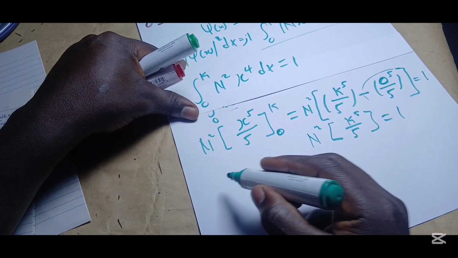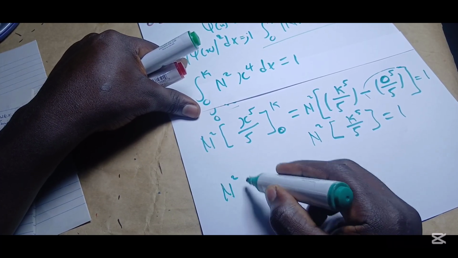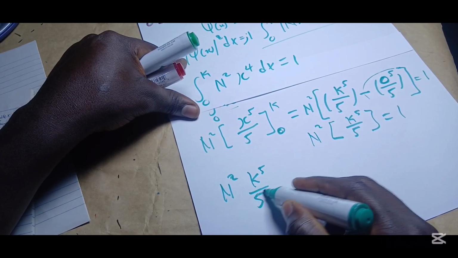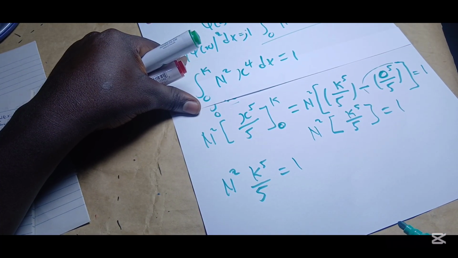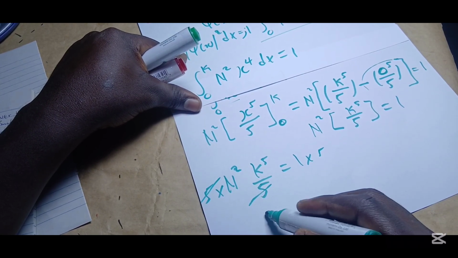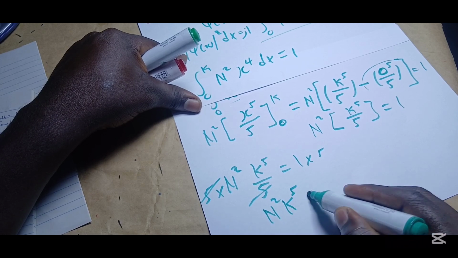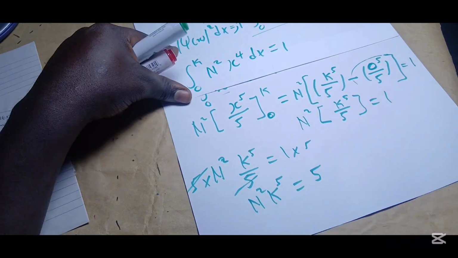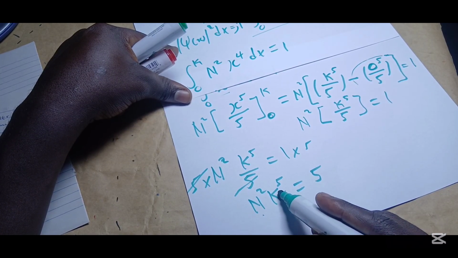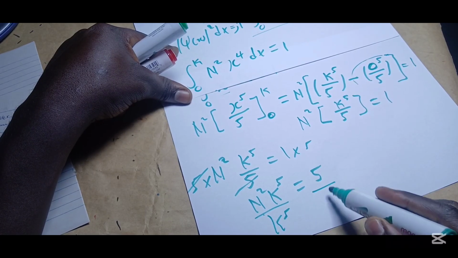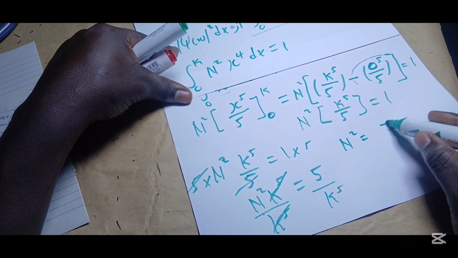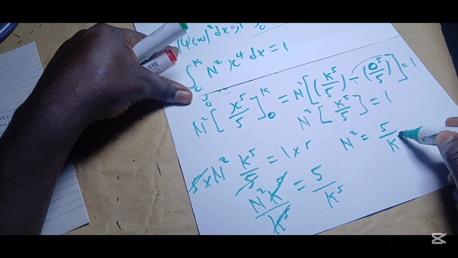So now we have n to the power 2 multiplying k to the power 5 all over 5 equal to 1. So let's multiply both sides of the equation by 5. So this 5 will take care of that 5. So we are going to get n squared k to the power 5 equal to 1 times 5, which is 5. We are looking for n squared. So let's divide both sides of the equation by k to the power 5. Doing so, k to the power 5 over k to the power 5 will take care of that. So we're left with n squared equal to 5 over k to the power 5.